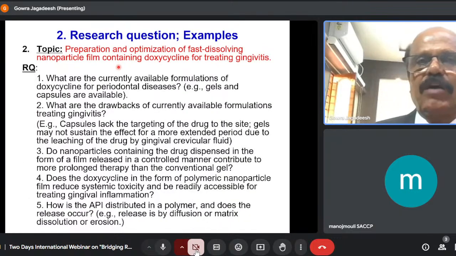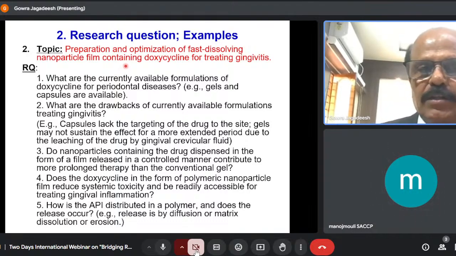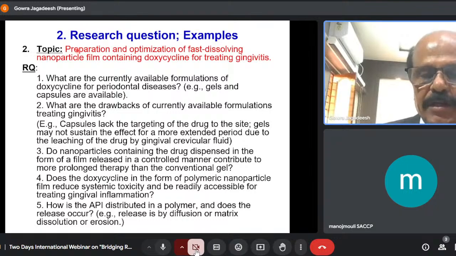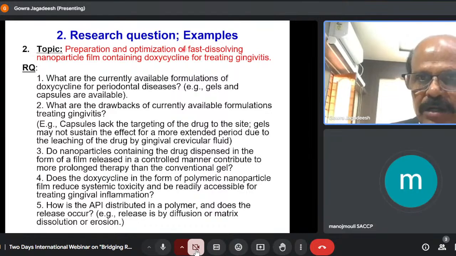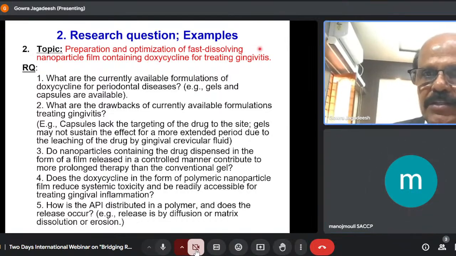I'll take up the second example, a pharmaceutics one. A student submitted this two or three years ago: preparation and optimization of fast dissolving nanoparticle film containing doxycycline. Here, the active ingredient is doxycycline. What is the student working for? Treating gingivitis. But that means doxycycline is already given. If you know very well that doxycycline is prescribed for treating gingivitis, then why do they want to do experiments? Because the student writes here that he is developing a nanoparticle film, a new formulation, which is claimed to be fast dissolving.